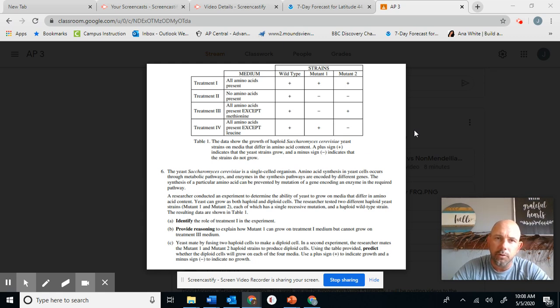It says the data shows the growth of a haploid yeast on media that differ in amino acid content. A plus sign indicates that the yeast strains grow. A minus sign indicates that the strains do not grow. So take a look at the strains itself, the wild type. Notice that it grows on all of these treatments.